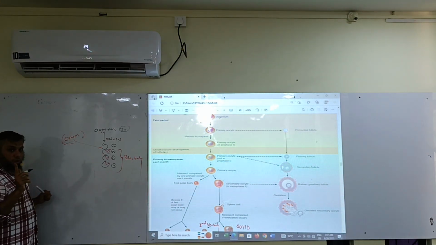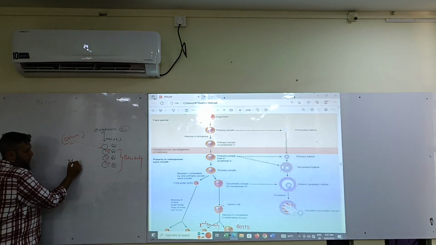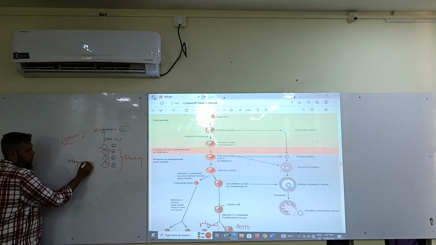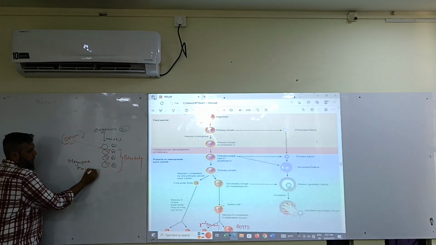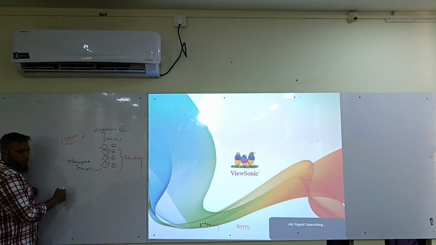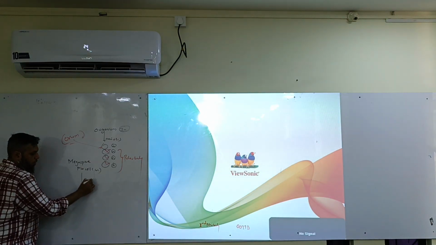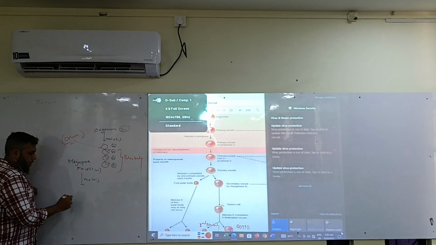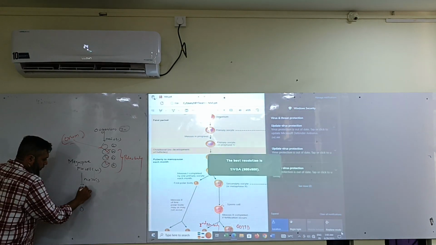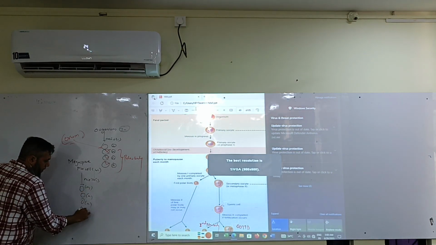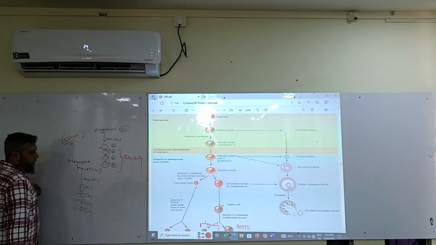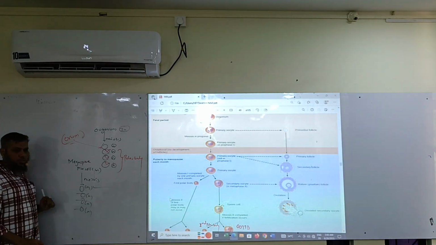This reminds me of the megaspore mother cell, which is diploid, which will undergo meiosis, resulting in the formation of 4 haploid megaspores. 3 of them will degenerate. One is called the functional megaspore.